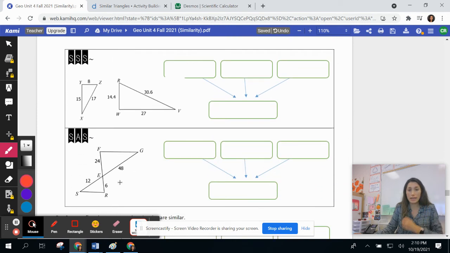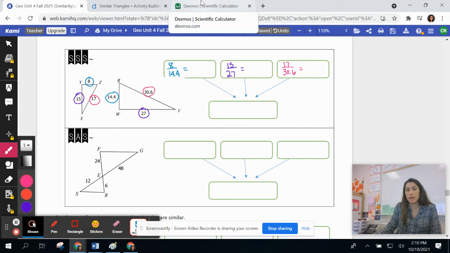Okay, let's look at an example that we looked at previously. Here we have a side-side-side similarity. So remember, I always like to start with my 2 smallest sides. So that'd be 8 and 14.4. We can put those over each other in a ratio, and let's see what that simplifies to. I'm going to pick the middle sides in terms of length, 15 and 27. And then we're going to pick the 2 longest sides, and that's going to be 17 and 30.6. Okay, so now we just need to check, do these ratios actually simplify to the same value?